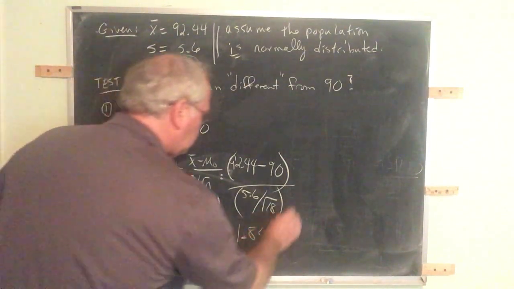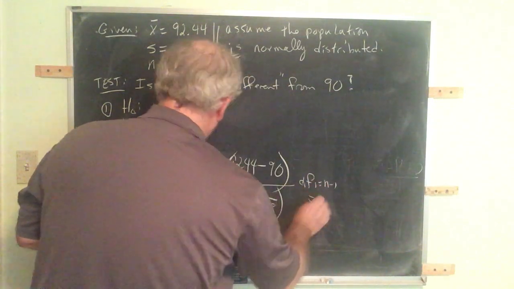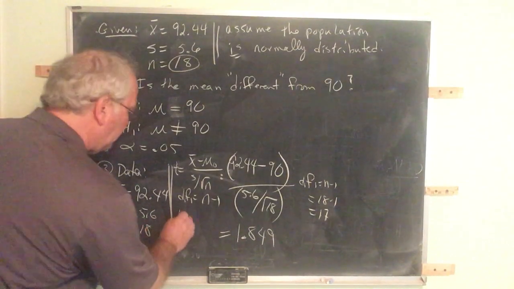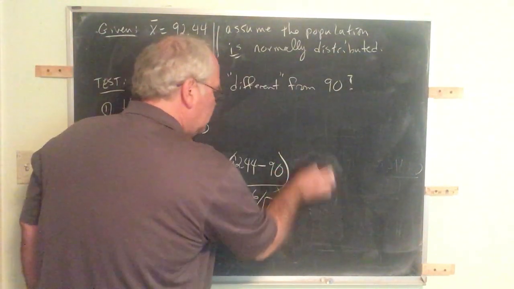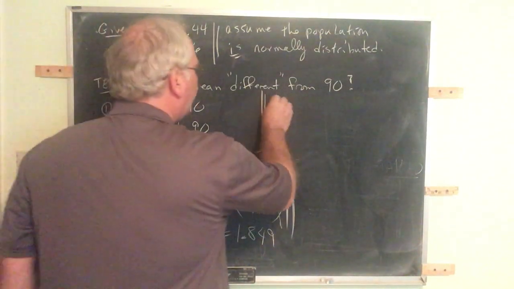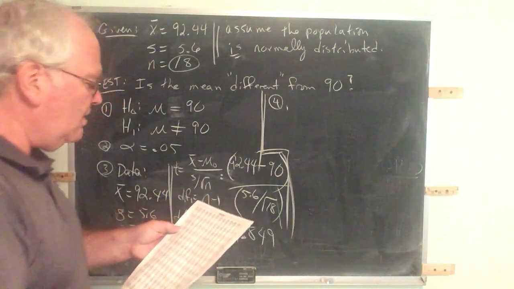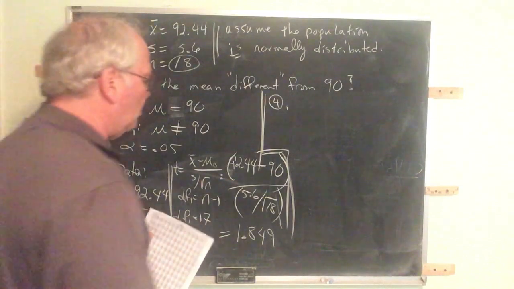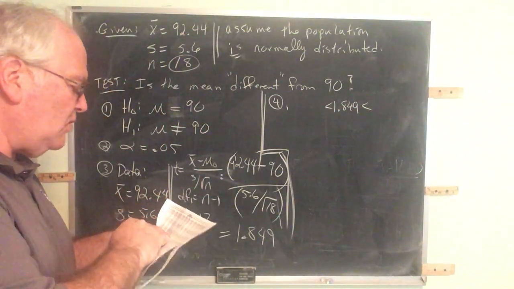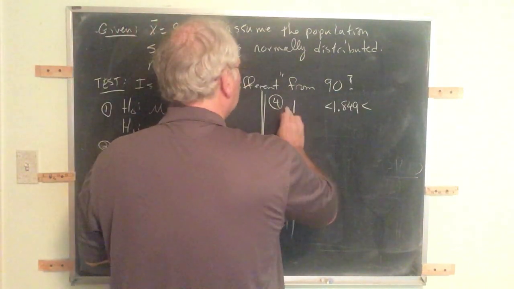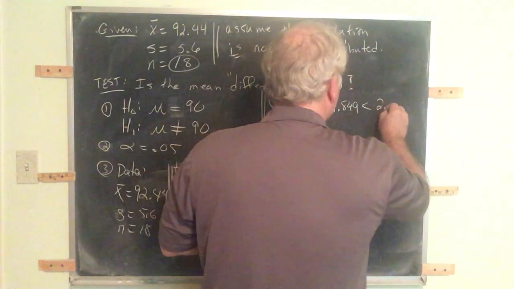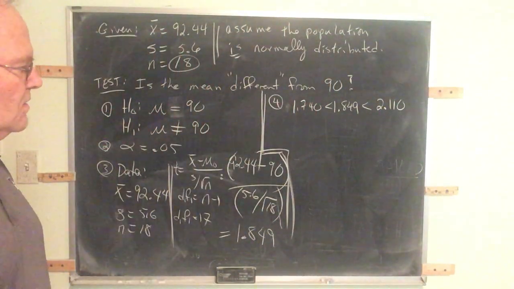And my degrees of freedom are n minus 1. So in our case, n is 18, so we're in the 17 degrees of freedom row. I'll write that over here. All right, so step four, p-value. We are in the 17 degrees of freedom row, which is right here on my little table, and we need to find the two numbers between which 1.849 falls. Well, 1.849 in the 17 degrees of freedom row falls between 1.740 and 2.110. So those are the two numbers between which this falls.